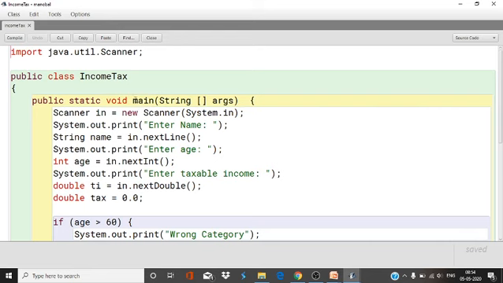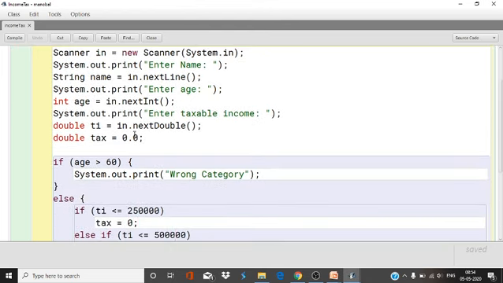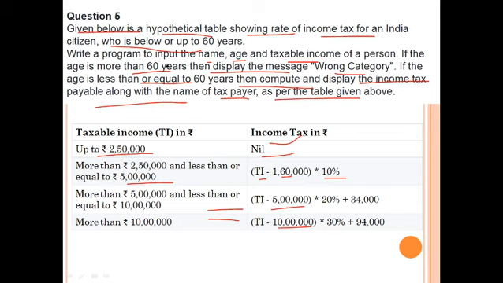First you open the editor, a standard class. Name I have accepted, age I have accepted, and taxable income also I have accepted. Now if age is greater than 60, simply wrong input, because the question is telling like that only. The question says that if the age is more than 60 years, then display the message wrong category. So I have displayed all these things.